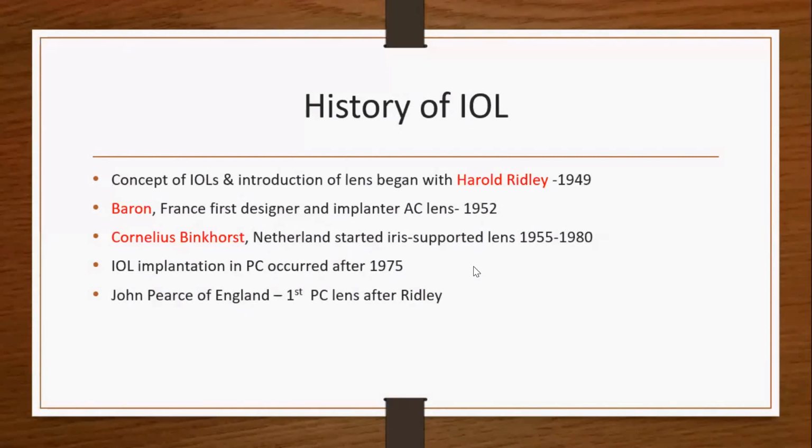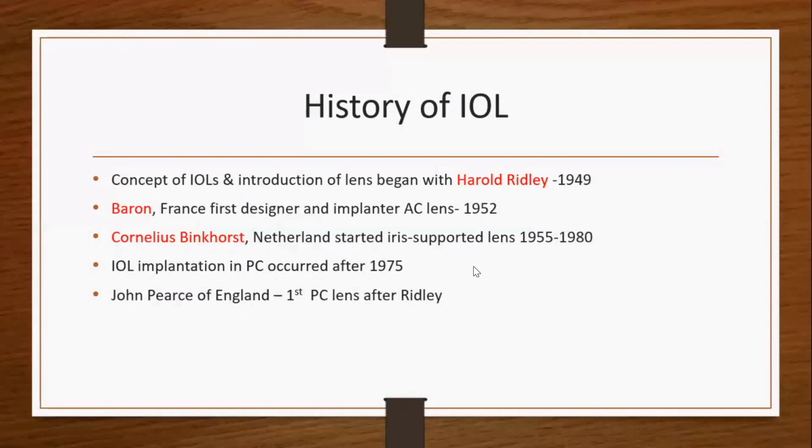So in the year 1975, Dr. John Pierce from England implanted the posterior chamber lens, after which the entire IOL market changed. After that, many of the companies and many of the doctors started using the posterior chamber lens more than the anterior chamber lens or the iris supported lens.